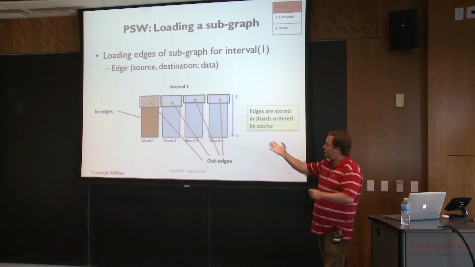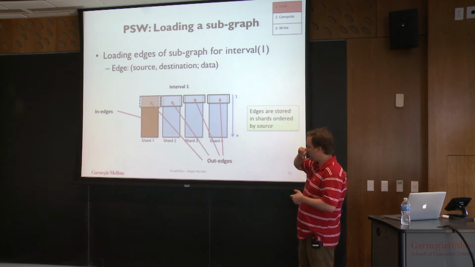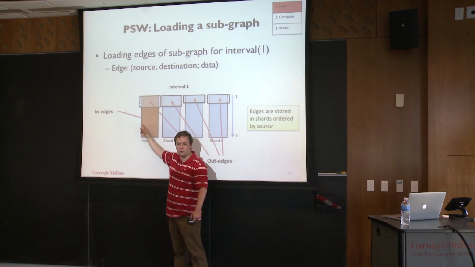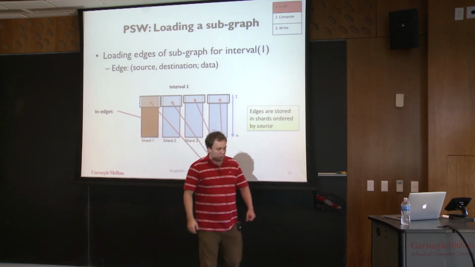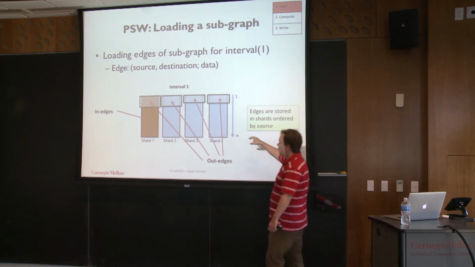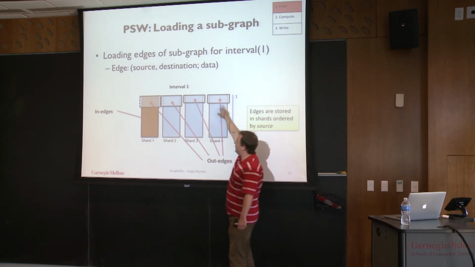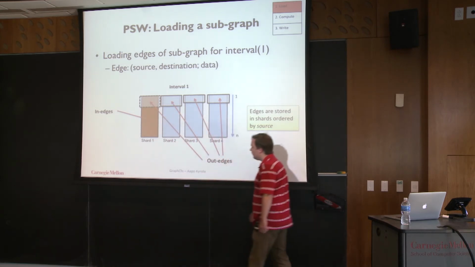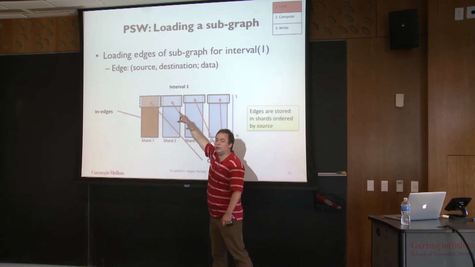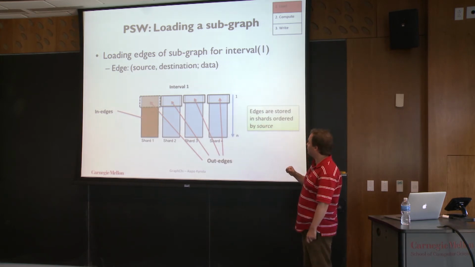Now, let's load the subgraph for interval number 1. What we do is that first we load the in edges. They are all in shard number 1, because that's how we define the shards. And the out edges, because we sorted the edges inside the shards by the source, they're actually in the beginnings of these shards. So we load shard 1 completely into memory, and then these small windows, which are called sliding windows, from each of the shards.